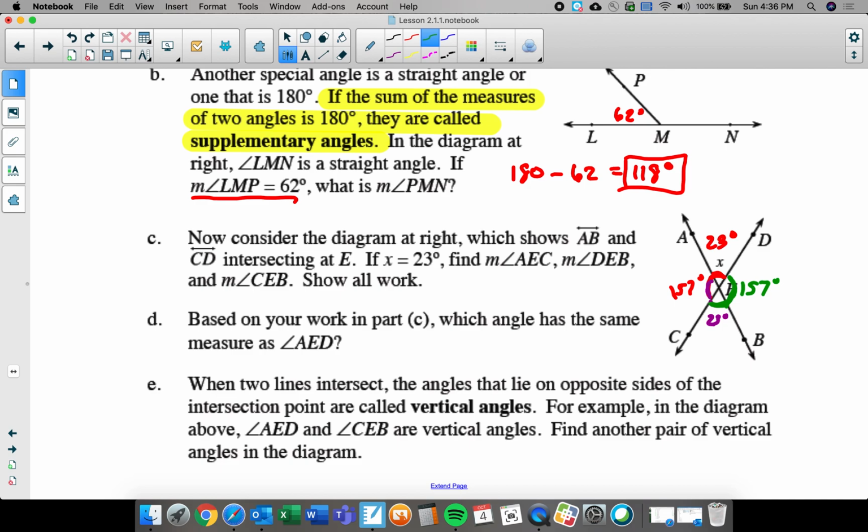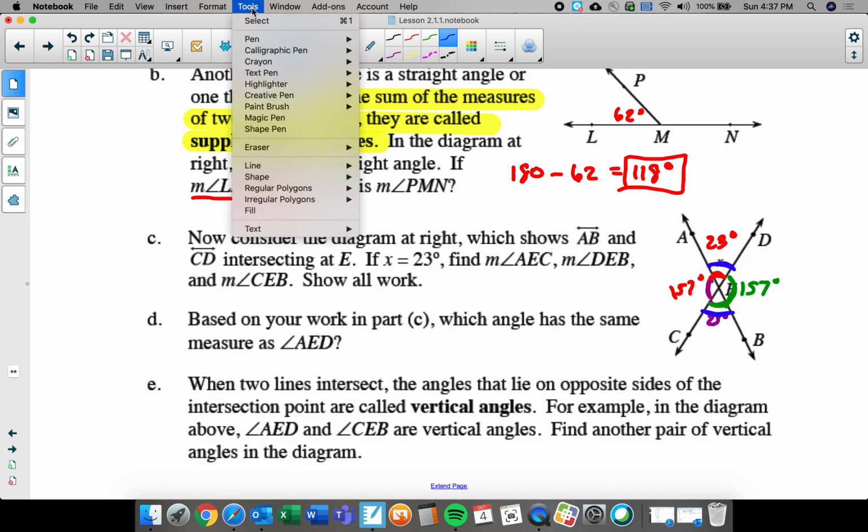Okay, so if we take a look, notice in part D, they said which angle has the same measure as angle AED. And as we take a look at that, notice that this angle right here and this angle right here both have the same measure. Okay, well, as we take a look, those have a special name as well. They're not called supplementary, they're not called complementary.